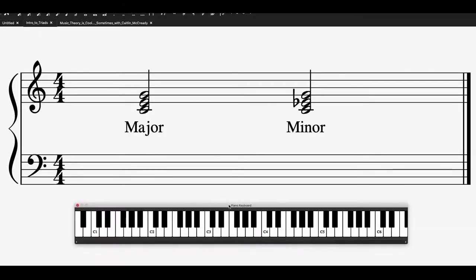Now let's look over at the minor triad. Here I've written a C minor triad. Minor triads have the interval of a minor third between the root and the third, and the interval of a major third between the third and the fifth. You can see this here between C natural and E flat. We have the interval of a minor third. Between E flat and G natural, the interval of a major third.